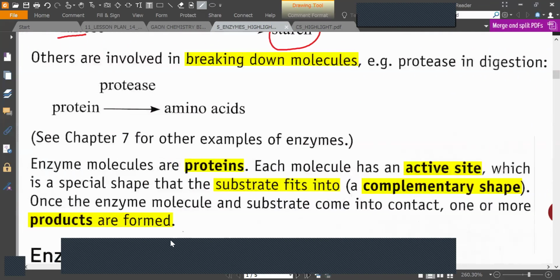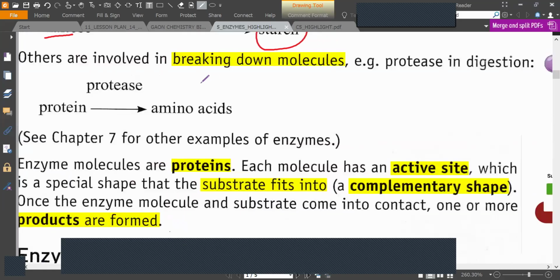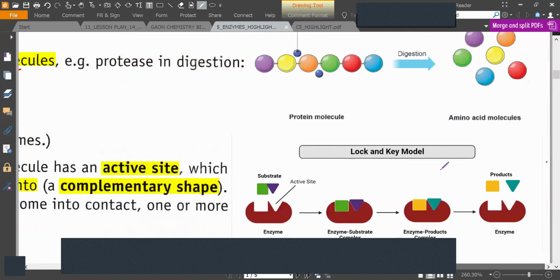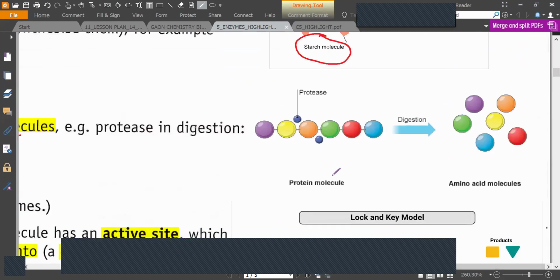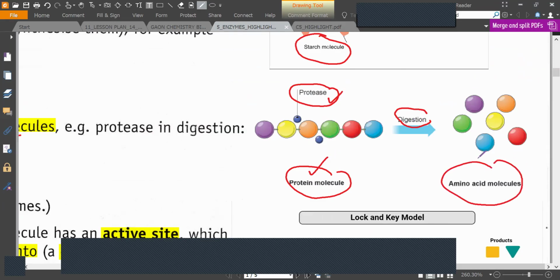Then we have another example, breaking down molecules. We can use protease to break down protein into amino acids. So we have this protein molecule, and we add the protease. Basically this is our digestion process: we use the protease to break down the protein molecules to get the amino acids.